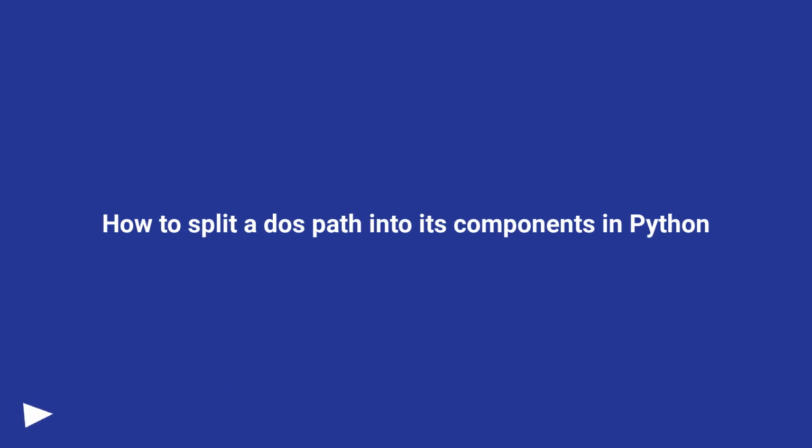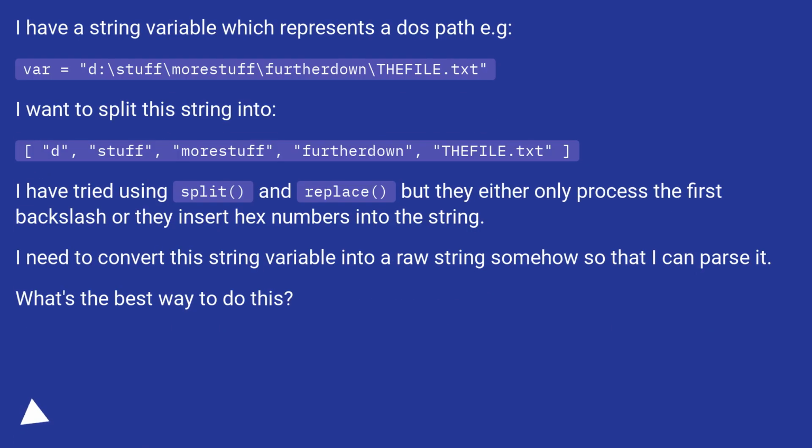How to split a DOS path into its components in Python. I have a string variable which represents a DOS path, e.g. var = d:\stuff\more stuff\further down\the file.txt. I want to split this string into d, stuff, more stuff, further down, the file.txt.